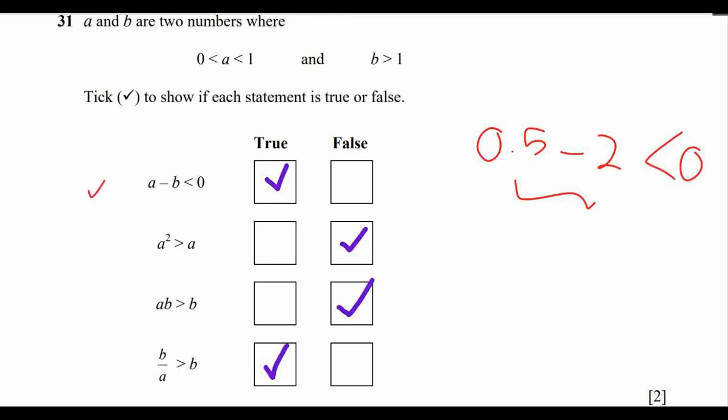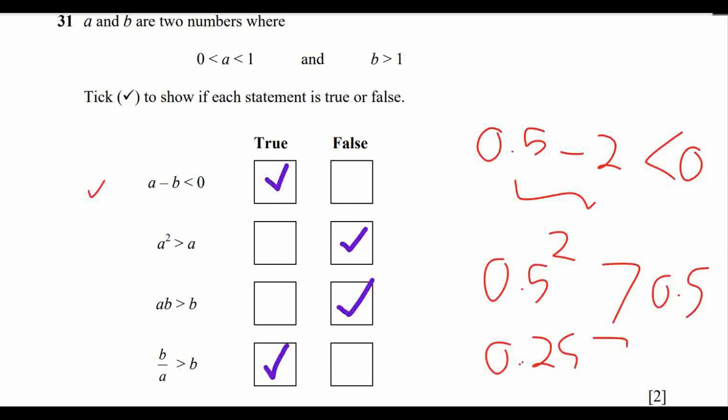Now A squared greater than A. Let's say A is 0.5, squared, greater than A which is 0.5, so 0.25 is greater than 0.5. So this is wrong, so this statement is false.